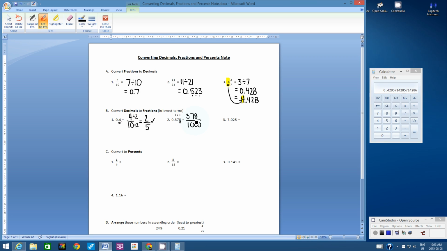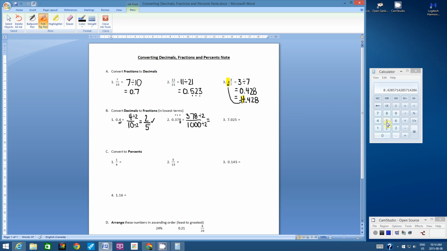Okay, so is this number in its lowest form? 378 is an even number. 1,000 is an even number. So what number do we know can divide into both the top and the bottom? Well, we know that 2 divides into both the top and the bottom.